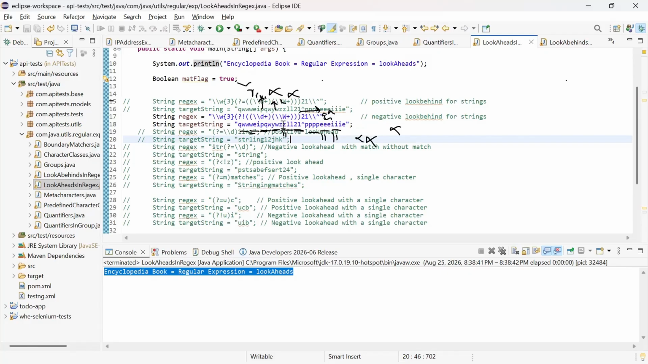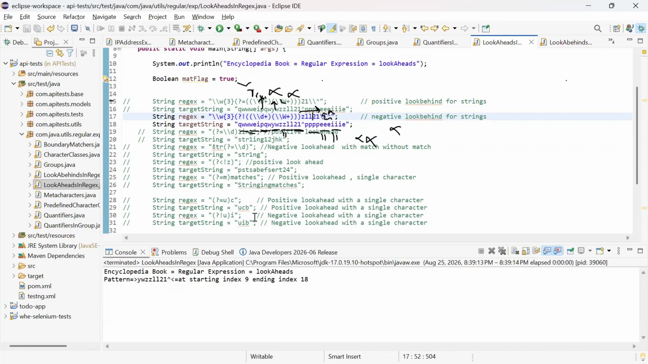If I have to make this situation come true, all I need to do is add ZLL here. You see, it will give us a match. See, I only added the ZLL here. So you see how, again, if you try to capture this, let me just remove this thing from here.